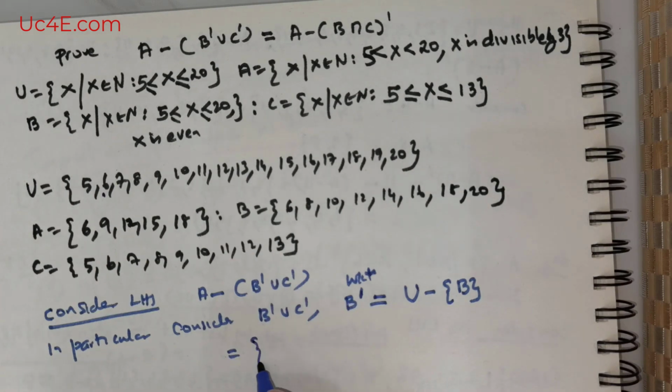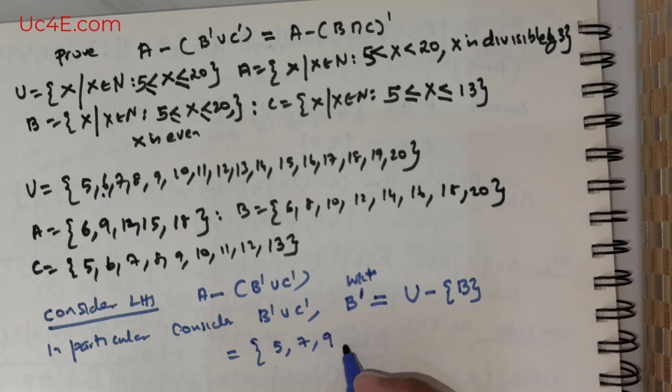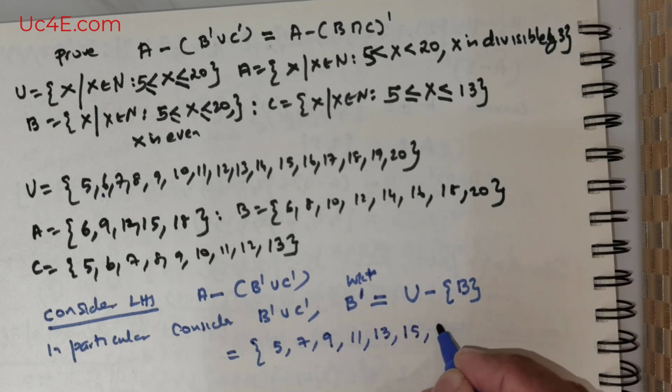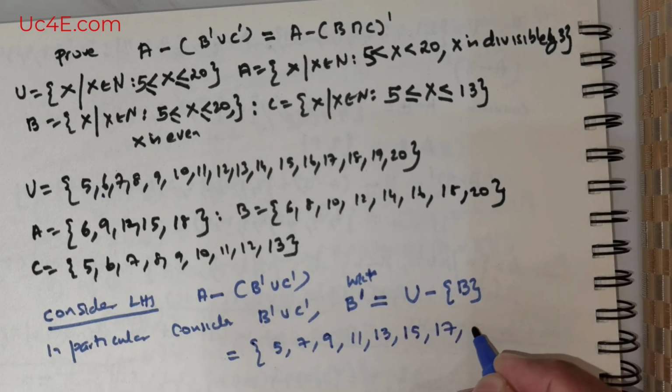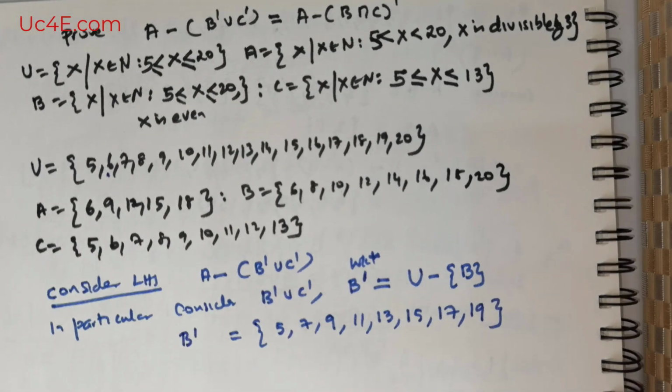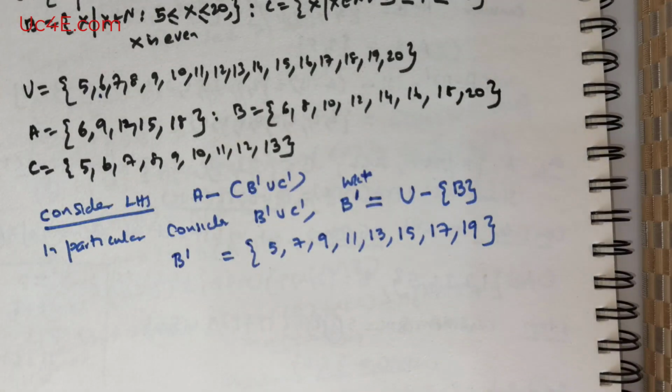If I take away 6, I will end up with 5. I take away 8, I'll have 9 there. I take away 10, I'll have 11. Take away 12, I'll have 13. I cannot have 14, I'll have 15. 16 is there. 17, I take away 18. 19. Right, so this is my B complement. So I have got my B complement.